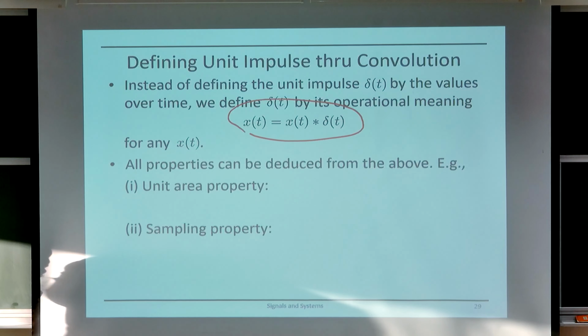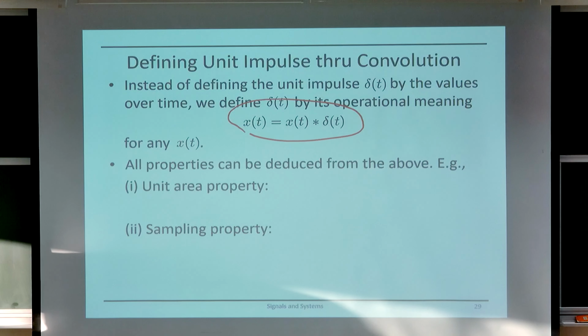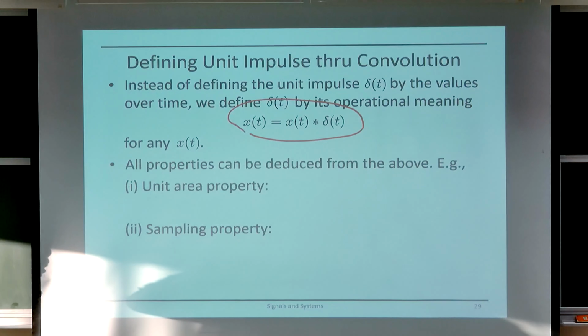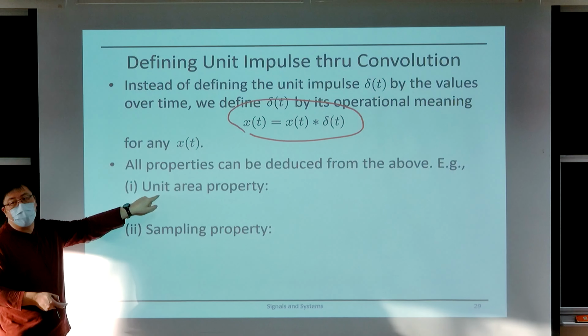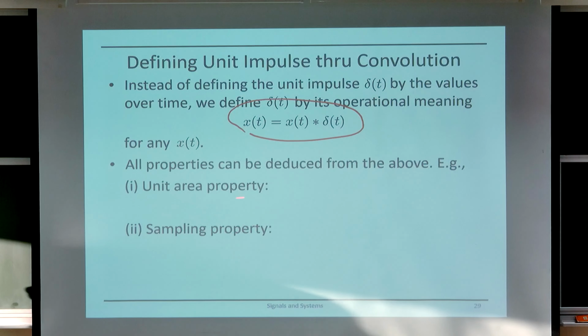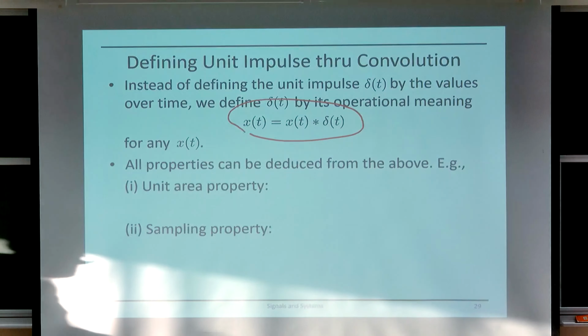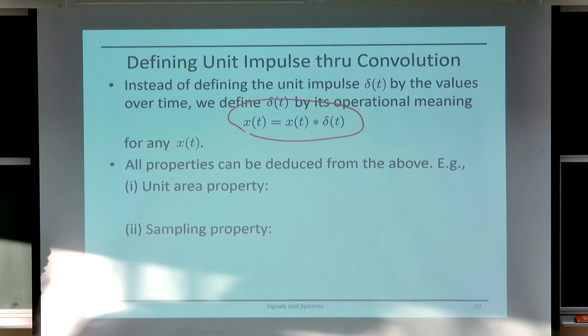And you can show that all of the properties that we previously showed for a delta function can be proved using this operational definition. Here we give two examples. One is the unit area property. We previously showed that the integral of a unit impulse should be equal to 1. Now, how do you show this property from this operational definition? You can do this by simply taking the case where x of t is just equal to a constant 1.